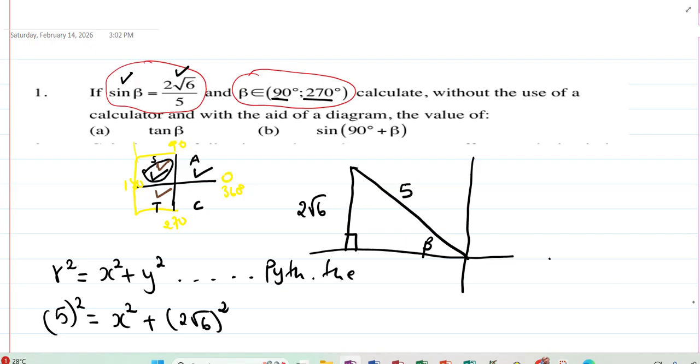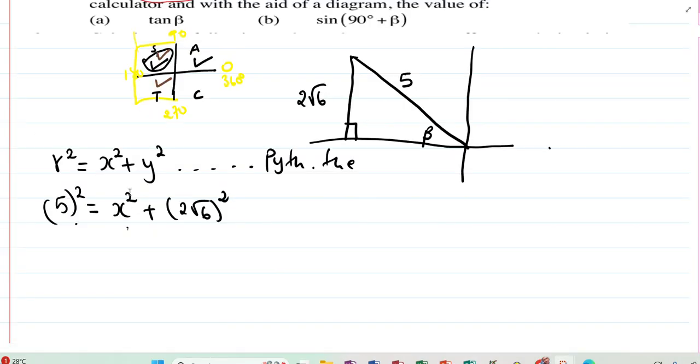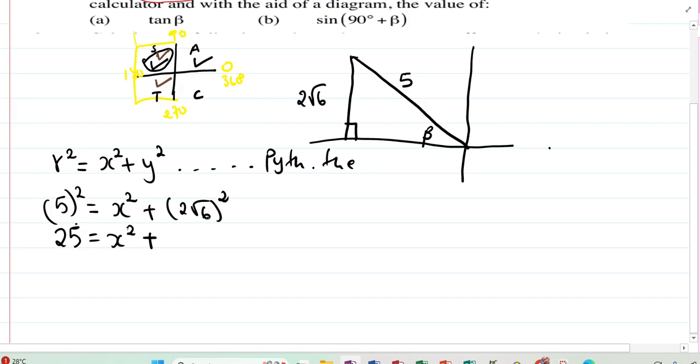And then I plug that into the calculator. It gives me the answers. So 5 squared is 25. So I write it down here is 25. X squared remains x squared. And then this height here is 24. So I write it down that is 24. I take 24 to the other side. I get 1, meaning that 1 is equal to x squared. I solve for x. I get that x is equal to plus or minus 1.